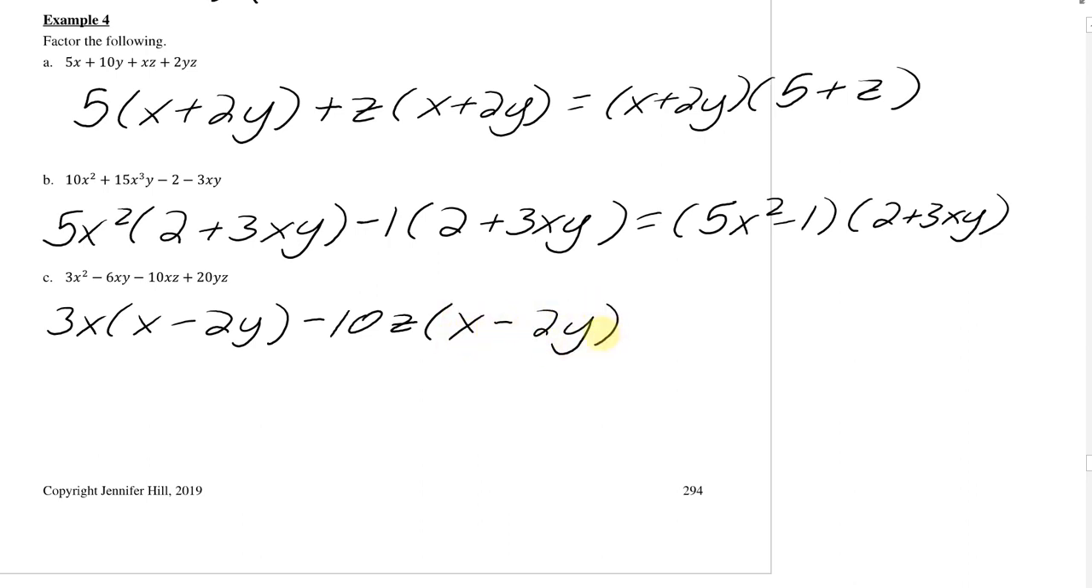So again, if I'm factoring a negative out, just think about what that does to the signs. This first term becomes positive, which we have, and then this second term, it was positive, but I factored out a negative, so now it becomes negative. So be really careful when you do that. Then your final answer here will be x minus 2y times 3x minus 10z.